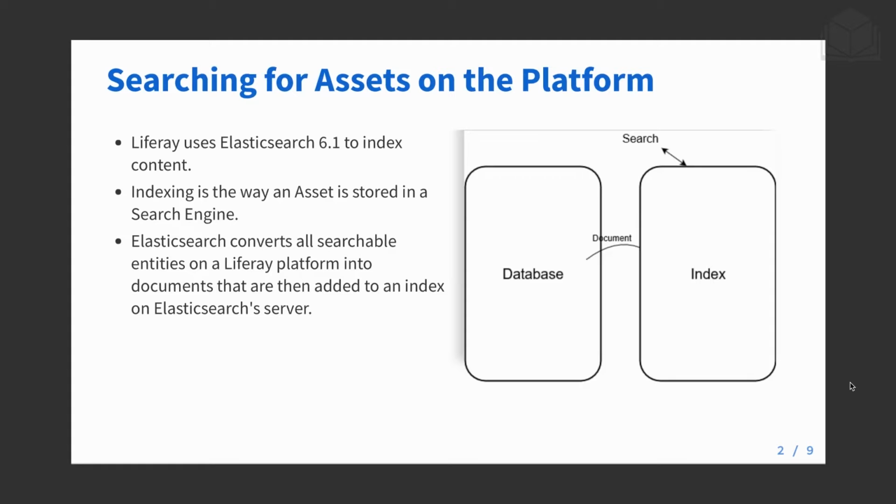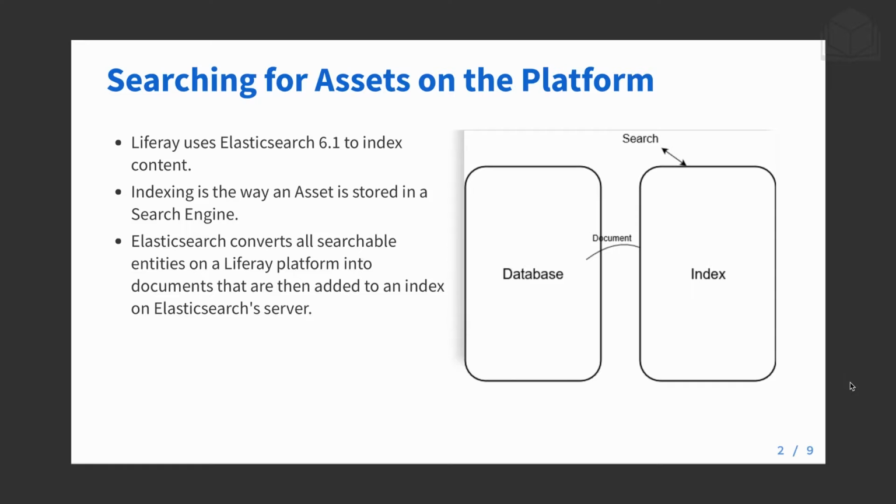In Liferay, we're using Elasticsearch 6.1 to index our content. Basically, the indexing is going to be the way that the asset is stored for the platform. So you can think of it sort of like a cache. It's a way of providing the information more quickly to our users, so it's going to be more efficient. It's going to be a faster way of searching. What Elasticsearch will do is convert all of our searchable entities and turn them into documents that can be quickly referenced on the Elasticsearch server.